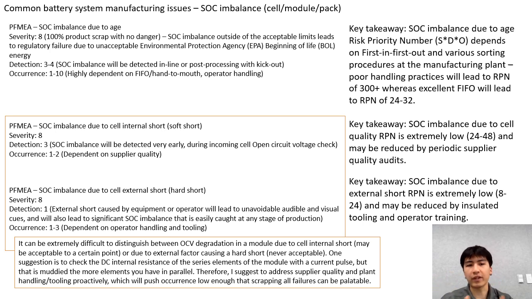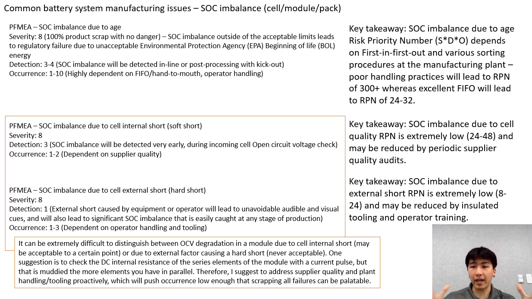But I'm just talking about the SOC imbalance due to the cell external short, and that severity is the same as the other ones. It's just 8 because you can fail EPA testing. Detection here I have as a 1. It's very, very detectable. And the reason why is because an external short, which is caused by equipment or operator, like I was explaining earlier with the screwdriver, will lead to unavoidable audible and visual cues.